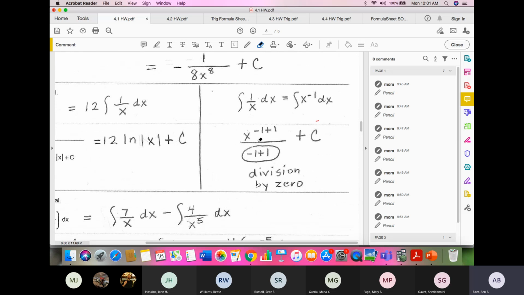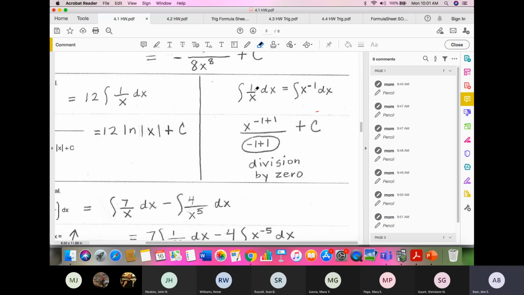So if the integral of 1 over x dx equals, I'll bring this x up to the numerator, but there's an x to the first down here, so it comes up as x to the -1 dx. If I add 1 to the exponent up here, like the power rule, we would get 0, and dividing by that new exponent, we're going to get division by 0. So we cannot use the power rule for this example.